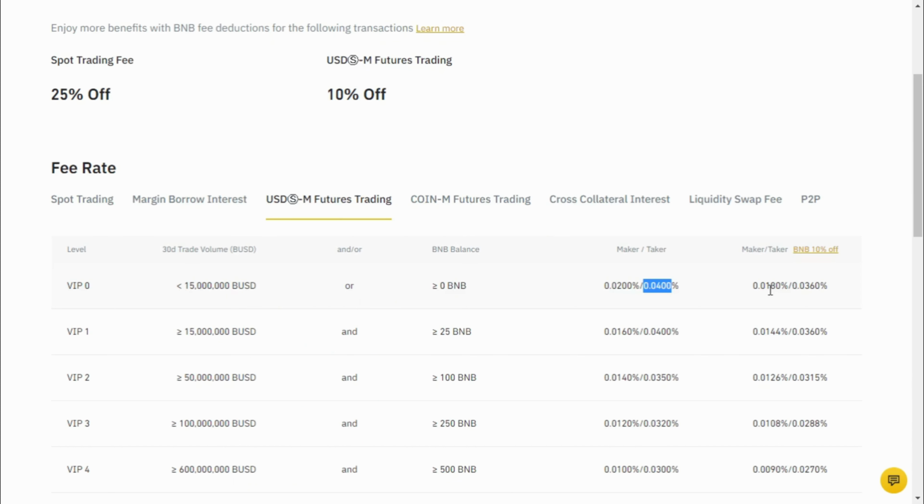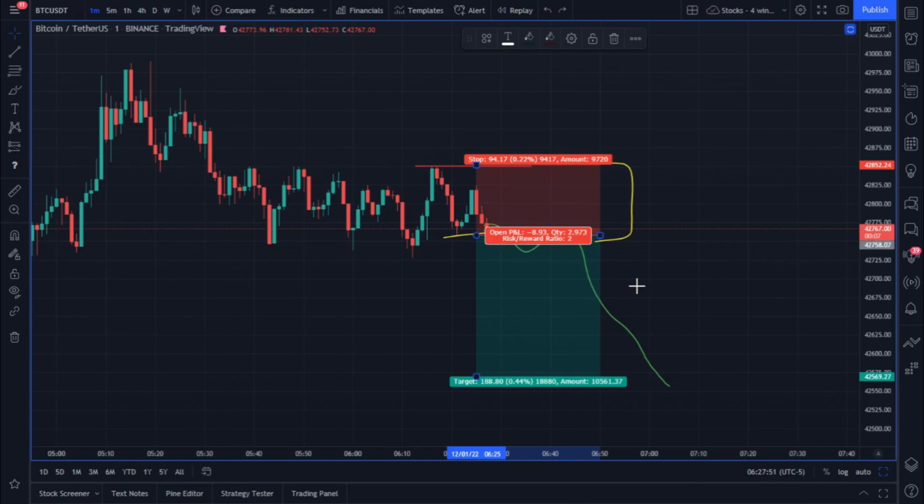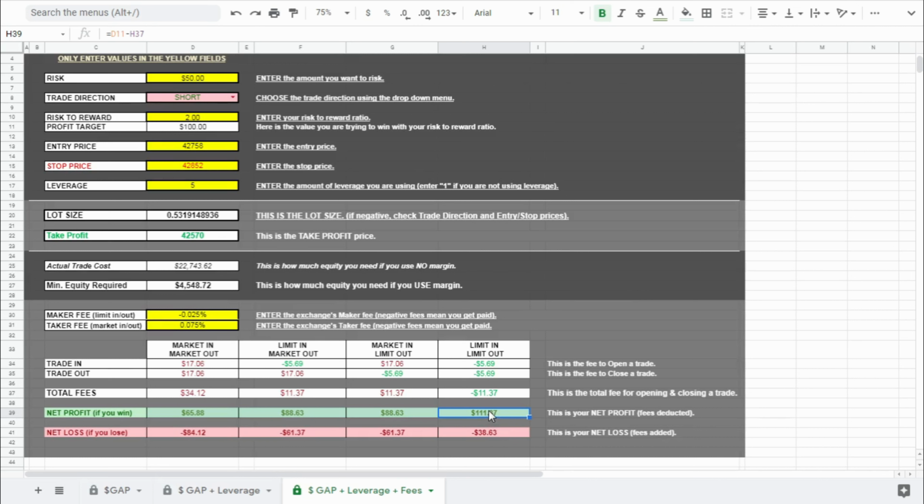Remember, with Binance, you're actually going to be charged. So there's always a fee involved with them. So this will be under $100 again. Now let's look at the net loss, because this is where things start to add up.